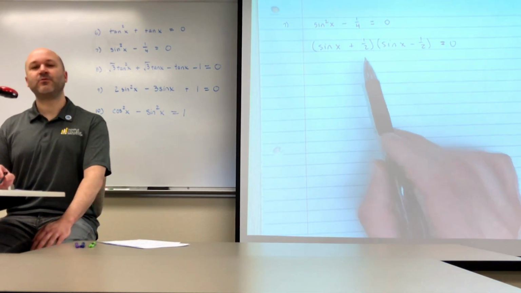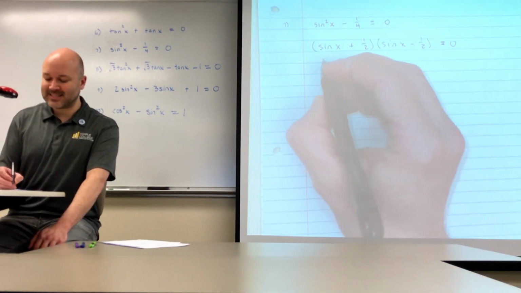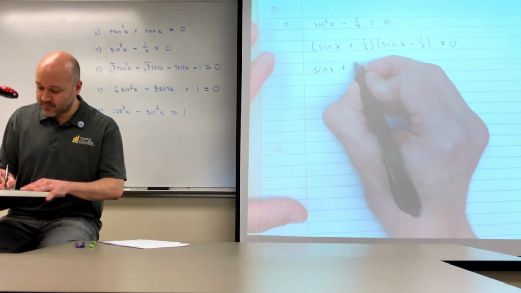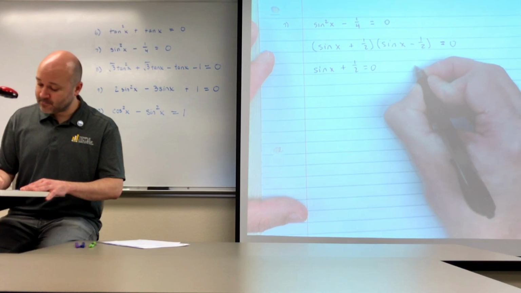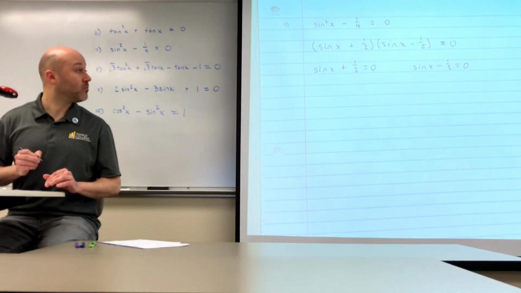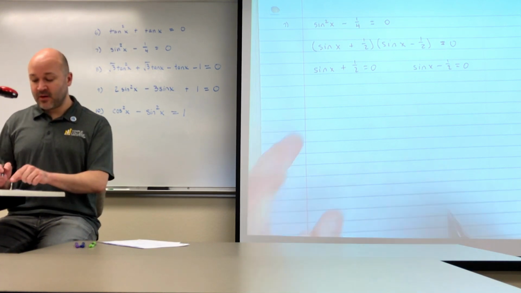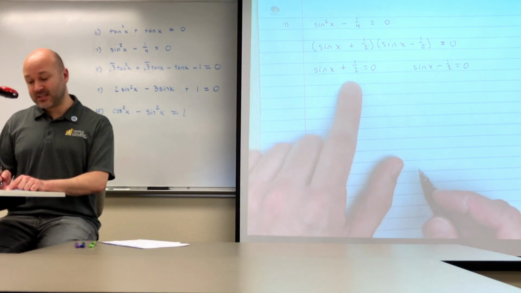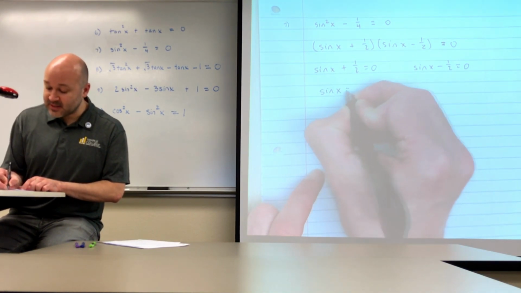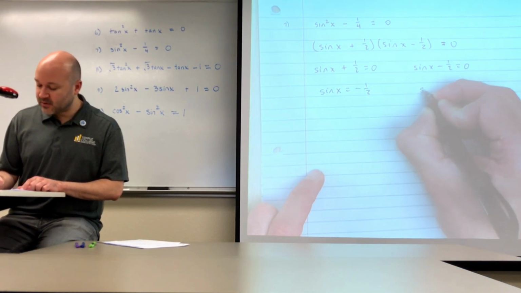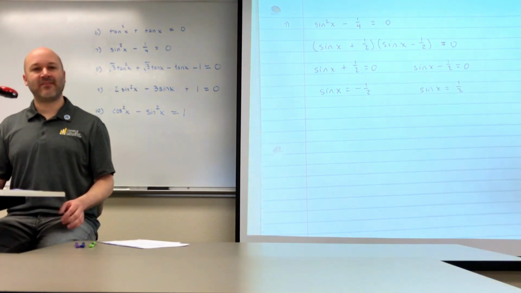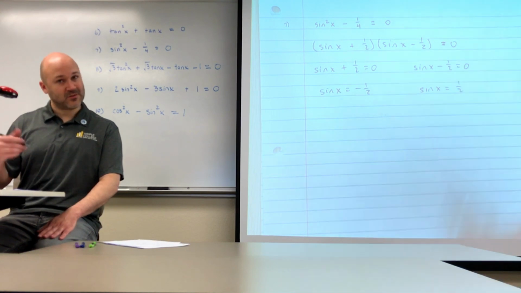All right, two factors set equal to 0. I can set each factor equal to 0 and solve them independently. For both, I need to move the 1/2. On this first equation, I'll be subtracting. On the second equation, I'll be adding. So I have sine of x equals a negative 1/2 and sine of x equaling a positive 1/2, or sine of x equals plus or minus 1/2.